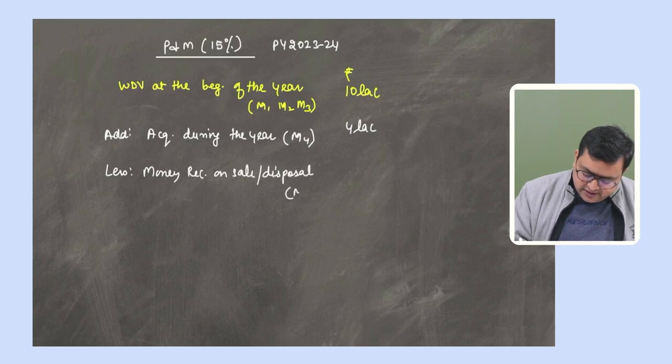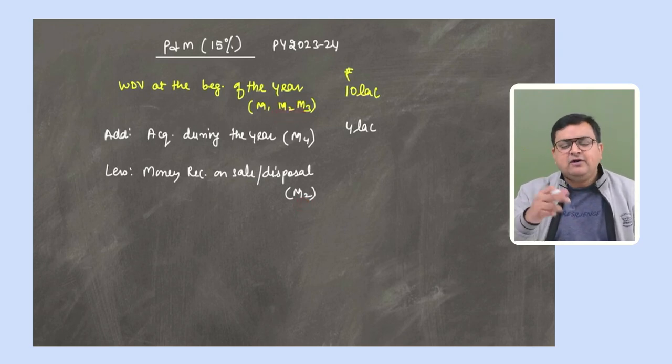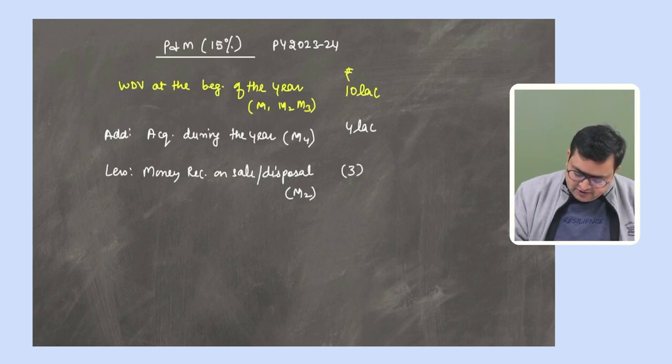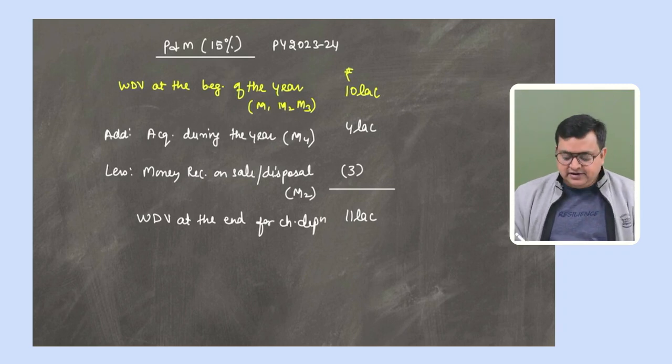Let's say you have sold M2. M2 was one of the old machines, you have sold it also. So it depends how much value you have sold it for. Let's say you have sold it for 3 lakh. Okay. So whatever amount you have received, you have to subtract it. Now what is the value now? 10 lakh plus 4 lakh minus 3 lakh. So this is 11 lakh. What will you call it? This is WDV at the end for charging depreciation.